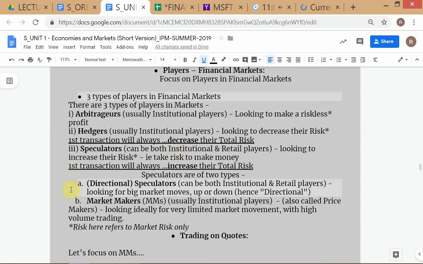Further, we are dividing speculators into two categories, directional speculators and market makers. So far we have hedgers, so let me just give you some examples. Arbitrage, I don't want to go quickly into too much of it.